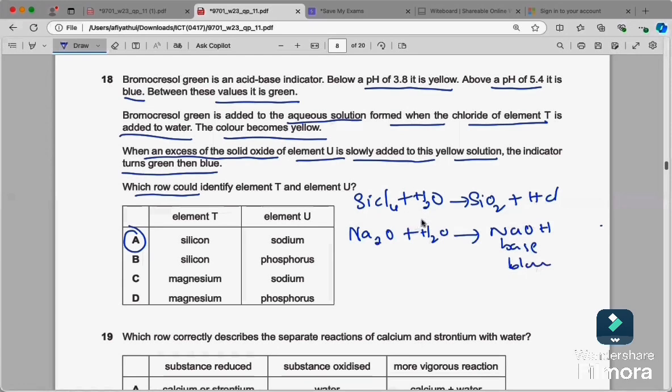So added to the water, the color becomes yellow. When an excess of this one is added to the yellow solution, the indicator turns green, then blue. So the best description option will be silicon and sodium.